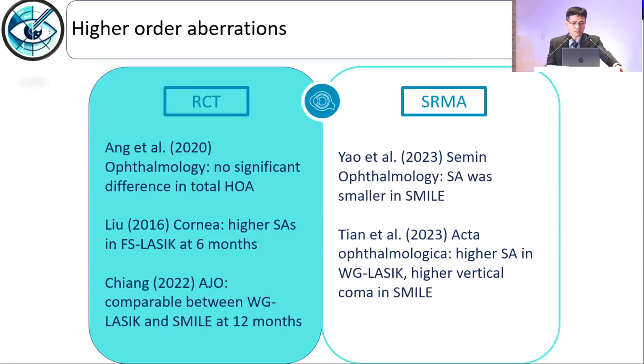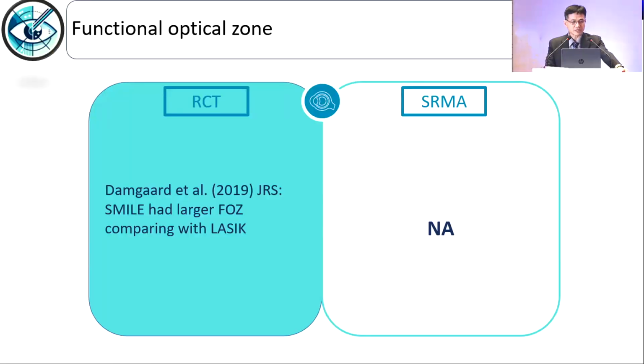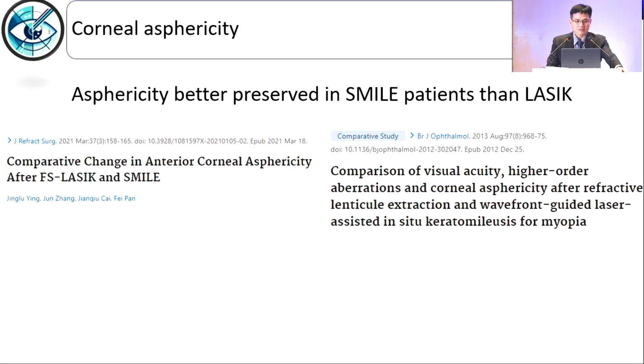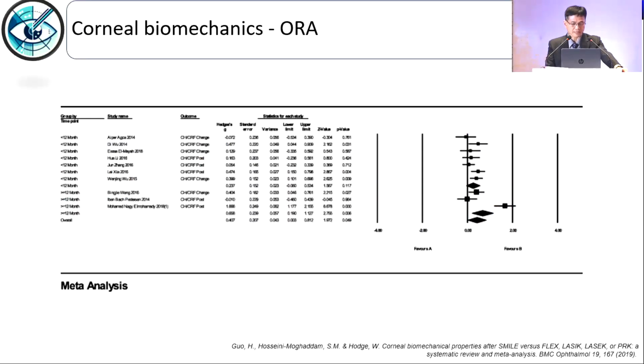How about the higher order aberrations? Marcus published and showed that there is no significant difference, but other studies point out higher spherical aberration in femtosecond LASIK patients, but higher vertical coma in SMILE patients. It's very interesting to know that even with the same optic zone, SMILE patients reach a larger functional optic zone compared with the LASIK procedure. As for sphericity after surgery, the SMILE procedure tends to better preserve the corneal sphericity than LASIK.